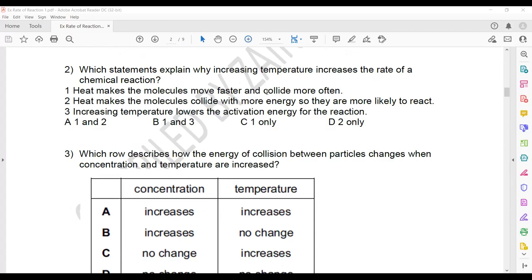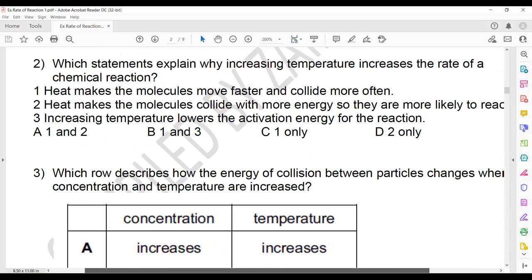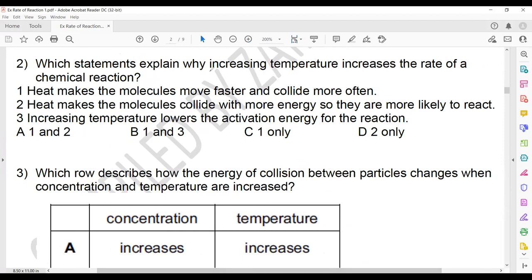Question 2. Which statements explain why increasing the temperature increases the rate? Temperature does not have any effect on the activation energy, only catalysts alter the activation energy. So when we check, yes, that's right, 1 and 2: heat makes the molecules move faster, that's correct. Heat makes the molecules collide, that is also right. An increase in temperature lowering the activation energy is wrong, it is only affected by a catalyst. If they say a catalyst was used, then the activation energy will be changed.